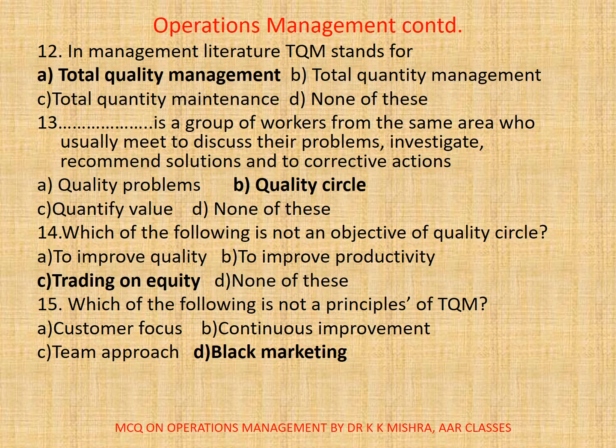Quality circle. 14. Which of the following is not an objective of quality circle? A. To improve quality. B. To improve productivity. C. Trading on equity. D. None of these. Here correct option is C. Trading on equity.